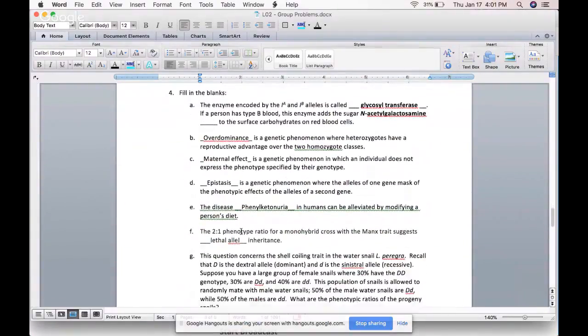Number 4 was really just terms from the reading: glycosyltransferase and acetylgalactosamine, overdominance, and pretty much all these answers are just from the textbook.